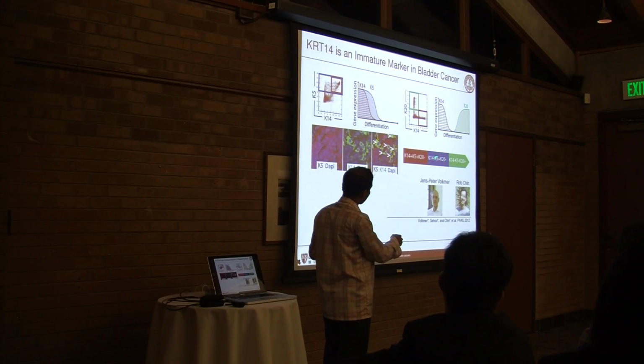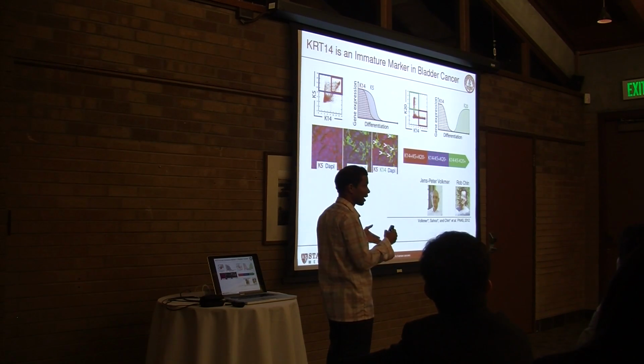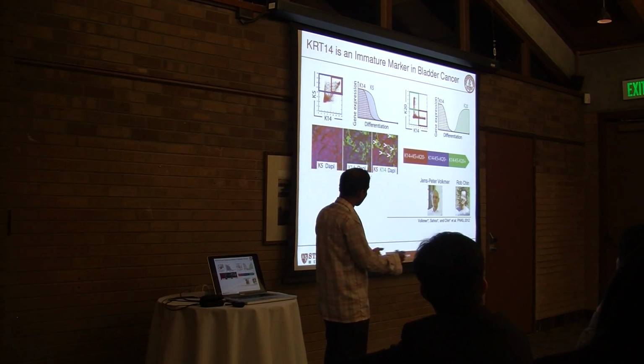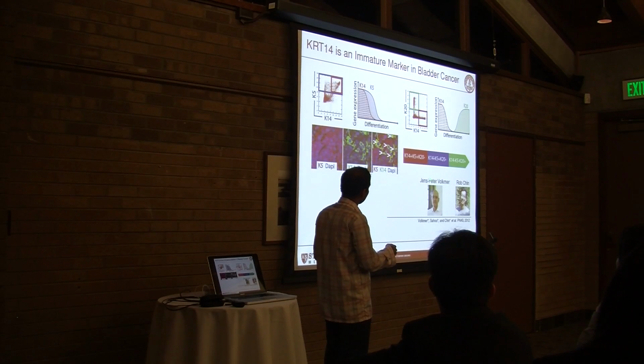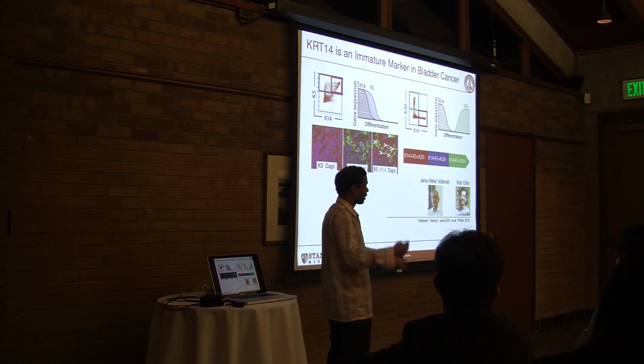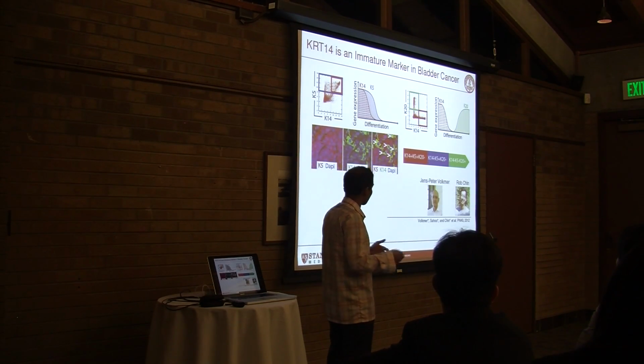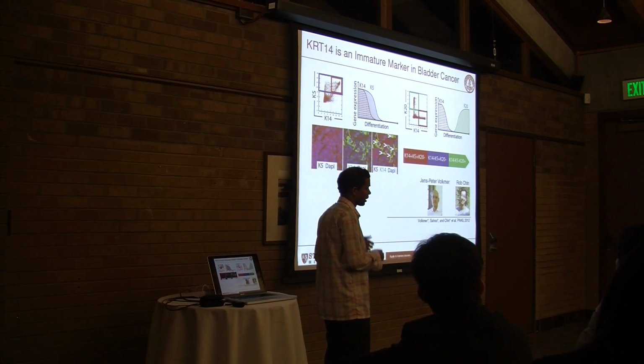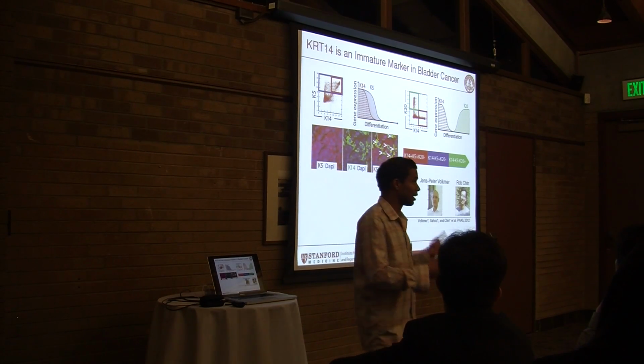So if you sort these cells, purify these cells, and put them in mice, these are from human bladder cancer, and the mice grow the tumor. In the tumor, we call it xenograft, if you analyze it, you don't see the upstream cells. You always see the downstream cells. That means there is a process of differentiation within cancer.